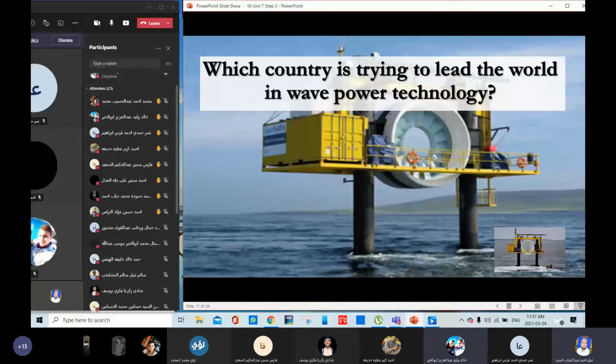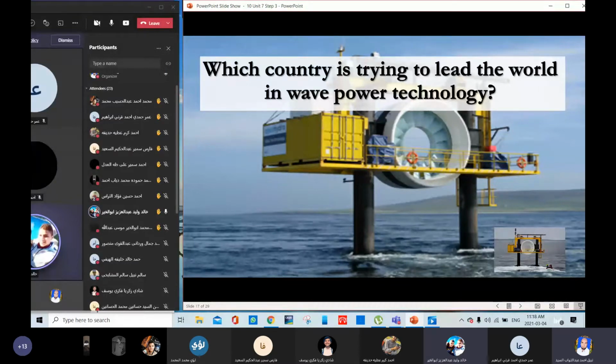Qatar. No. Which country? It's mentioned in the article, Khalid. It's mentioned in the article. Which country is trying to lead the world in wave power technology? As your friend Shadi said, it has a long coastline. Edinburgh? Sorry? Edinburgh.